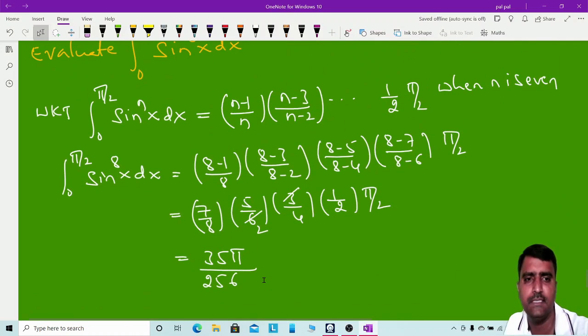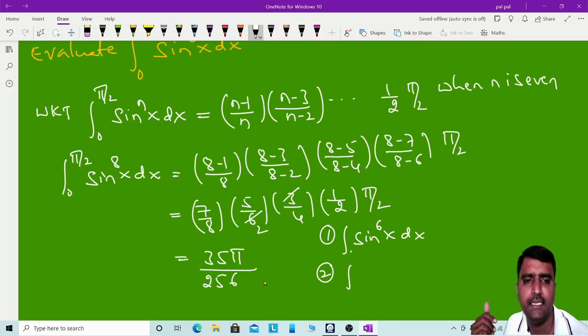So evaluate integration of sine to the power 6x dx, and integration from 0 to pi by 2 sine to the power 7x dx. This is without limit, this is with limit.